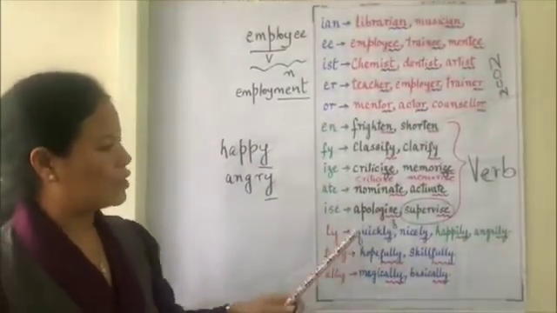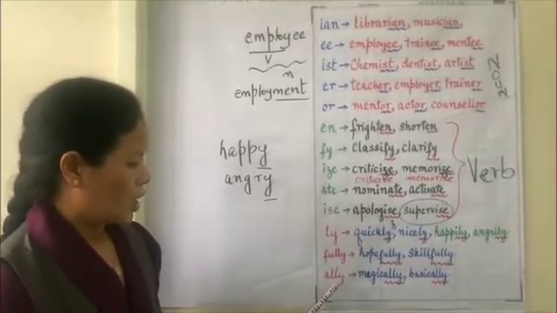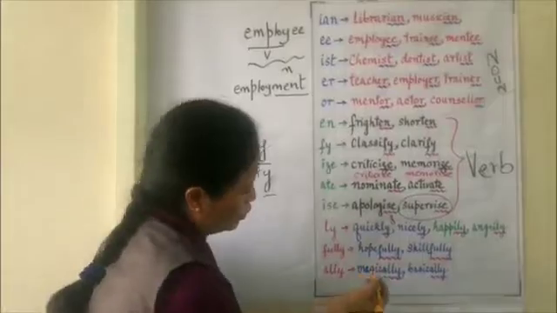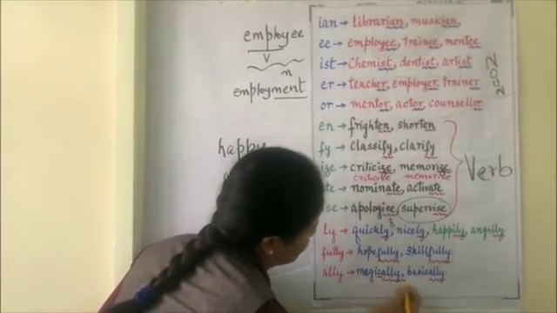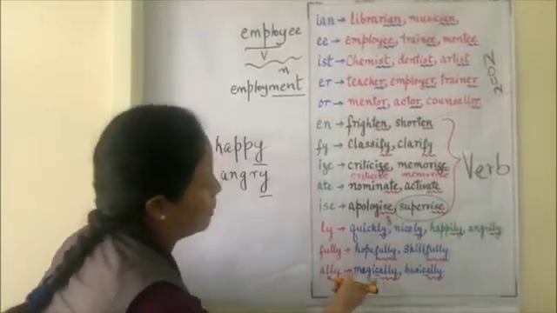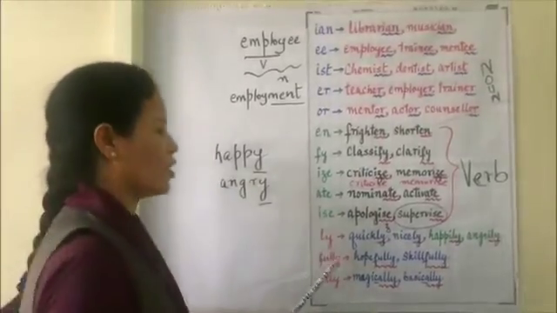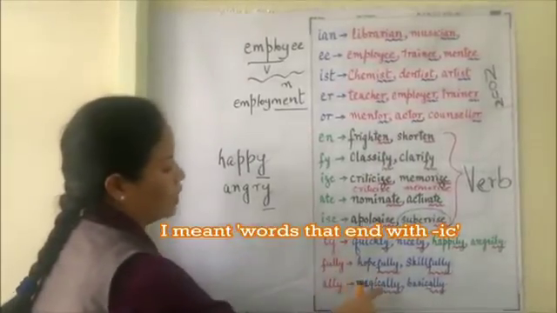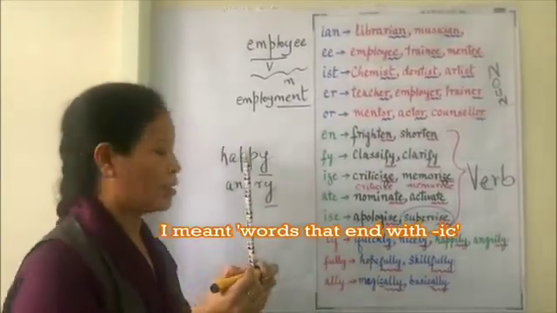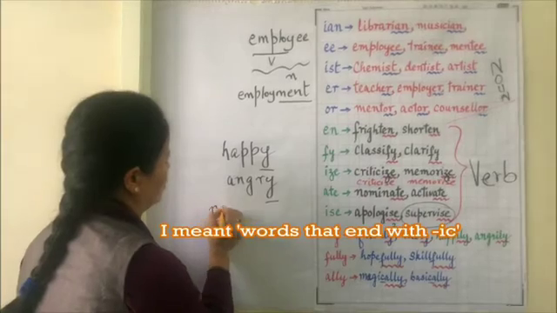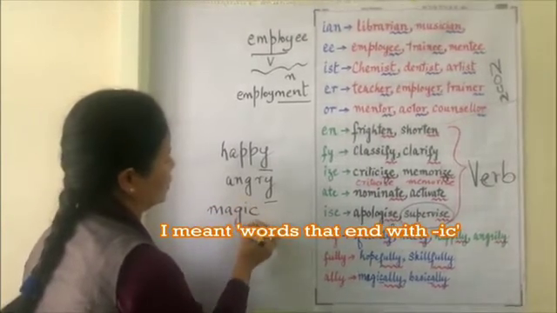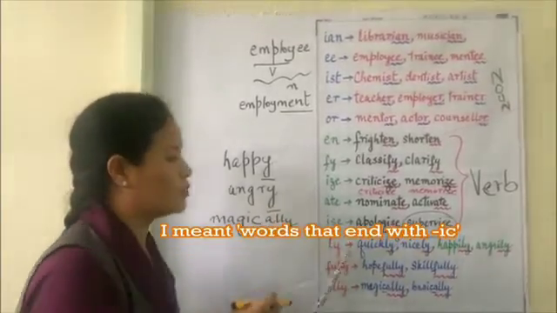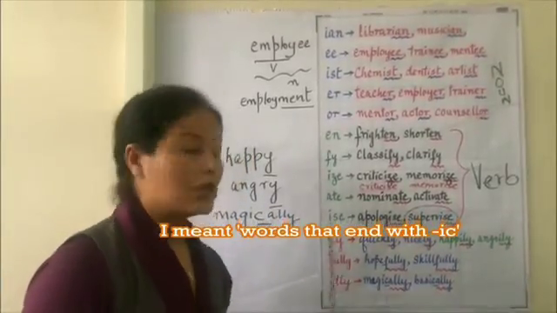And then we have hopefully, skillfully, and here magically, basically. So here I want you to notice the letter C. Whenever we have a word that ends with C, we have to add A-L-L-Y. Magic ends with C. So we have to add the suffix A-L-L-Y to convert this into its adverb, the manner.